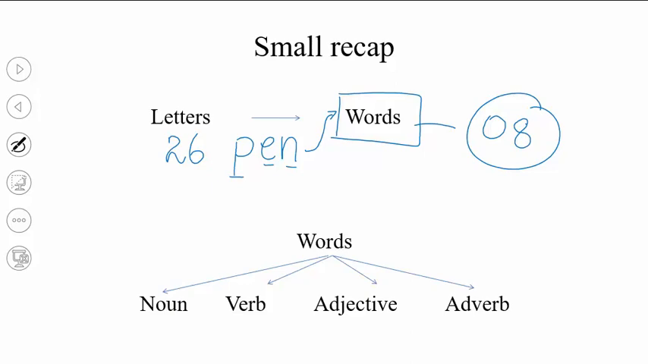The nouns are the naming words. Verb is an action. Adjective modifies the noun. At the same time, adverb modifies the verb. So think any 3 words.